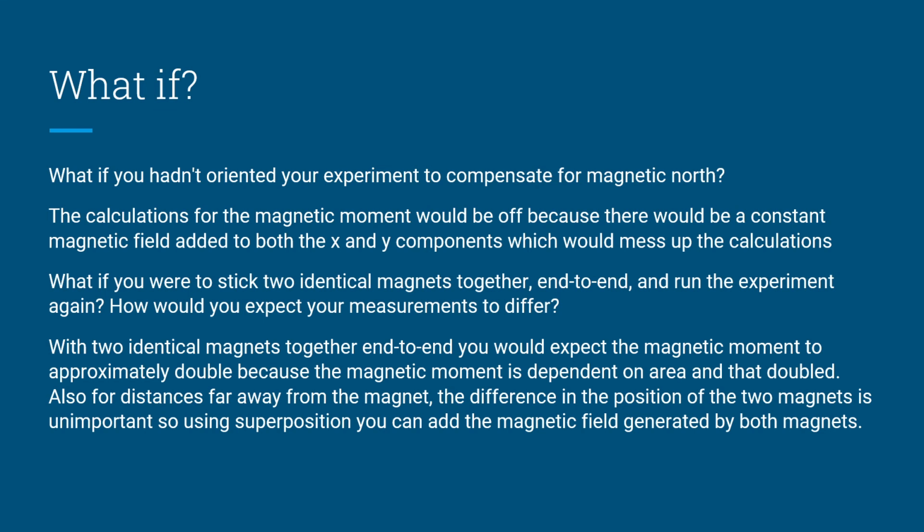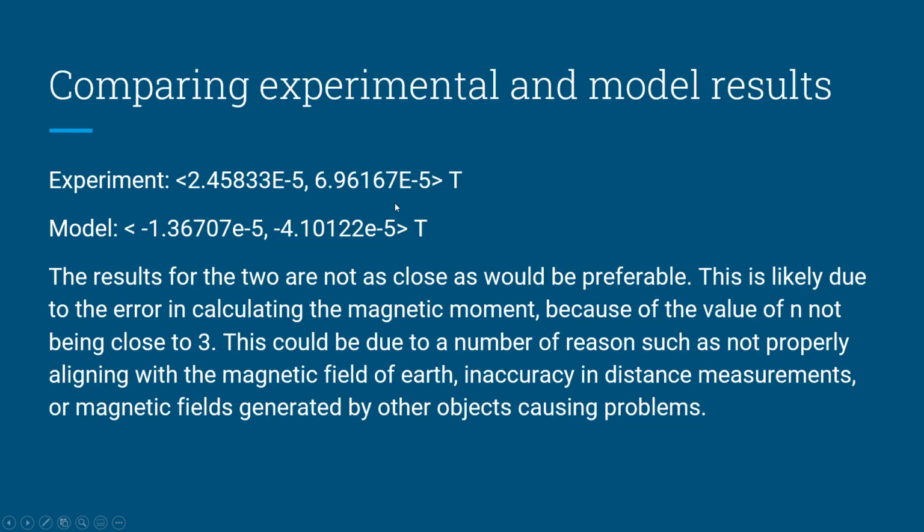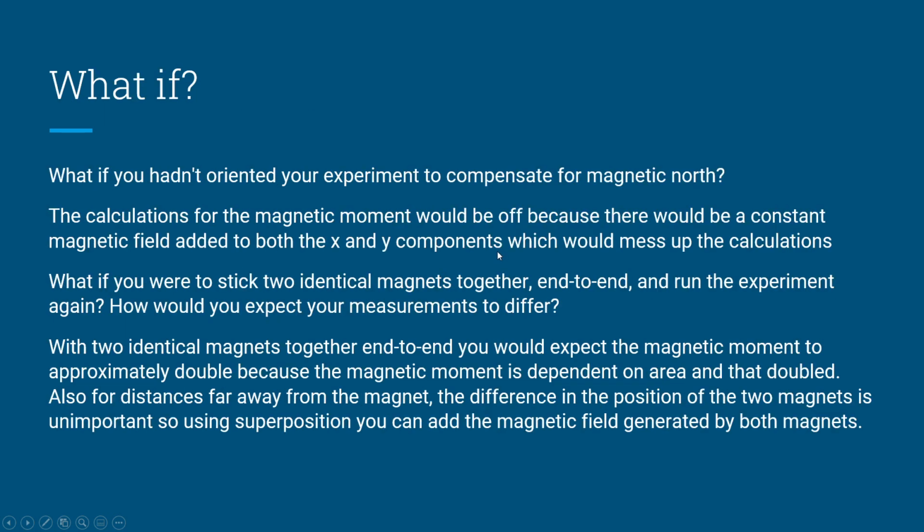And then also you can consider distance far away from the magnet. The difference in position of the two magnets is negligible at that point, so using superposition, you can add the magnetic field generated by both those magnets to get your result. Though, of course, in this experimental case, because of the inaccuracies in finding our k value, or the strength of the magnetic moment, it probably would not actually end up doubled.